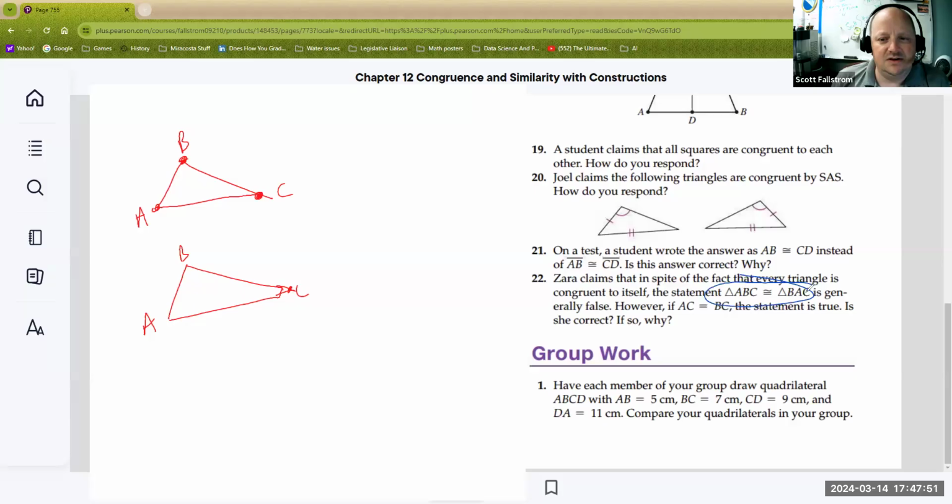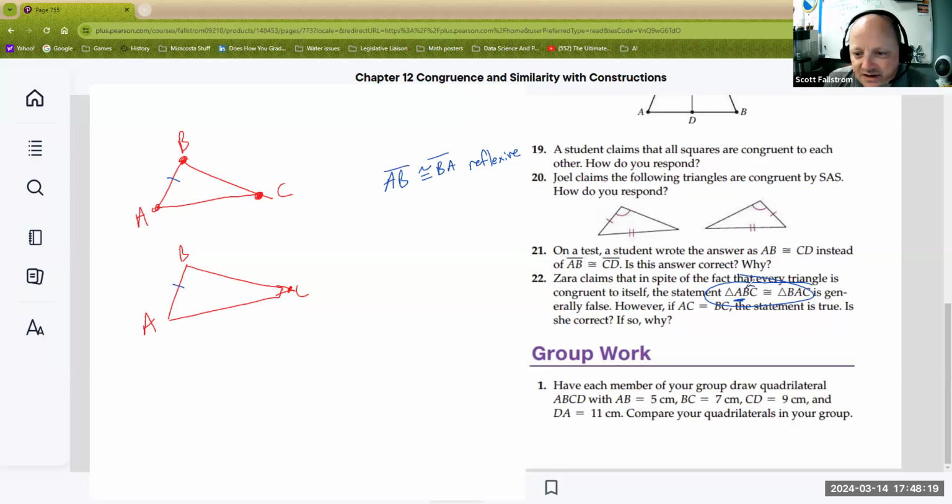Okay, triangle ABC is congruent to triangle BAC. So that means go one at a time. AB has to match up with BA. Let's check. Those do match up because BA and AB are the same. So I'd say AB is congruent to BA. You can say reflexive, or you could say same shape.